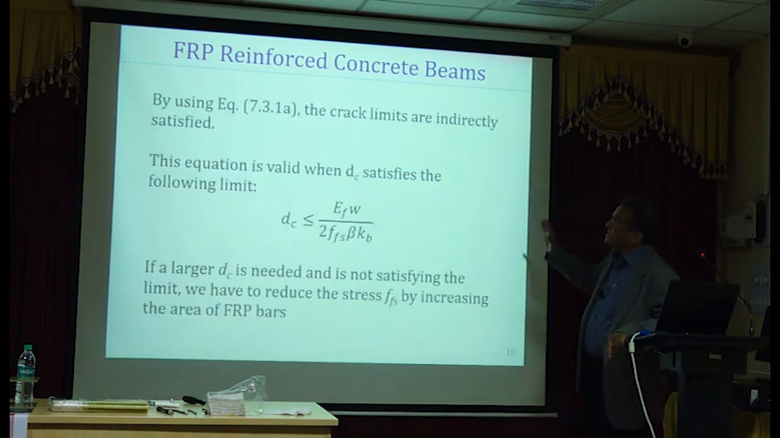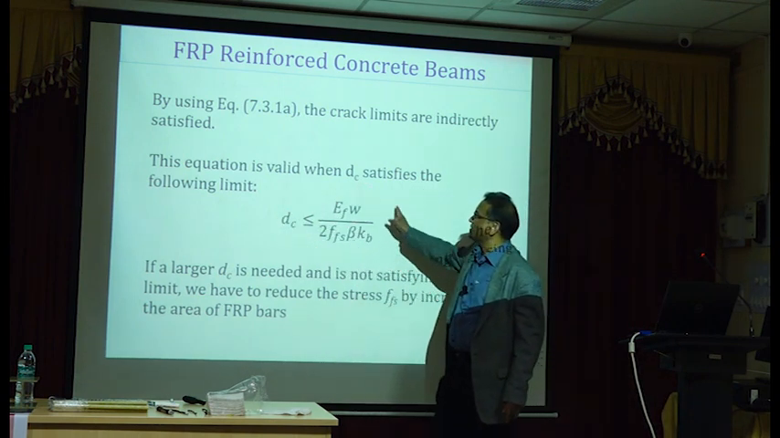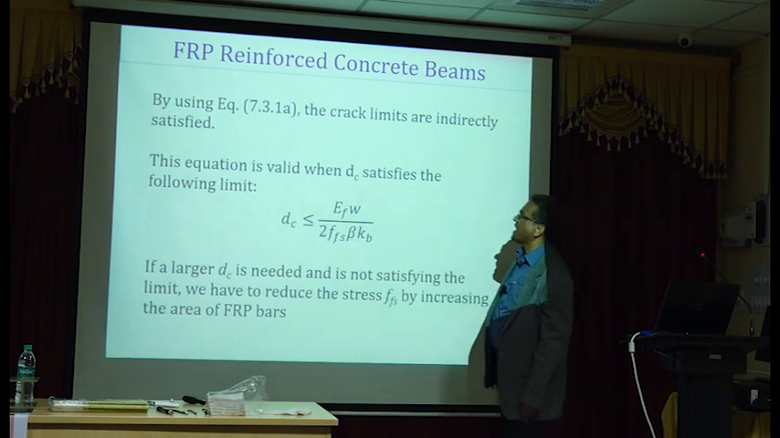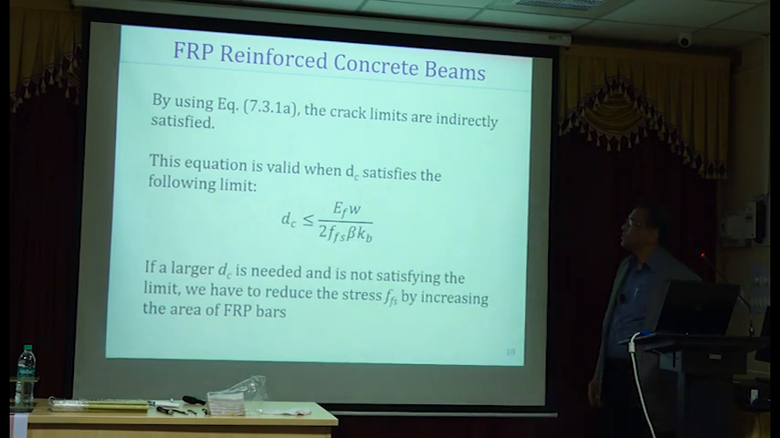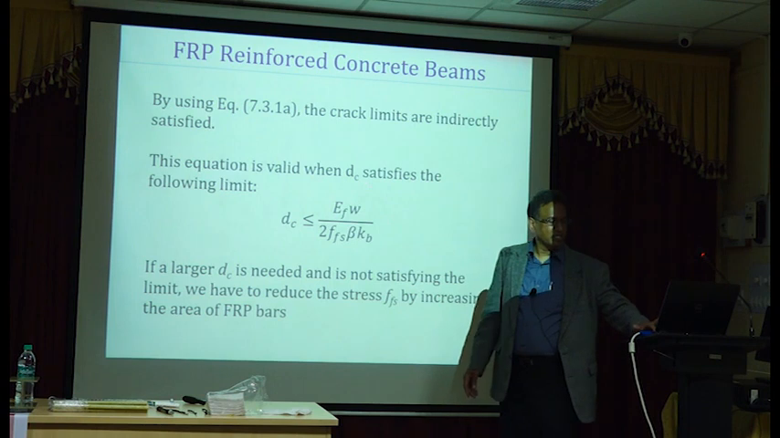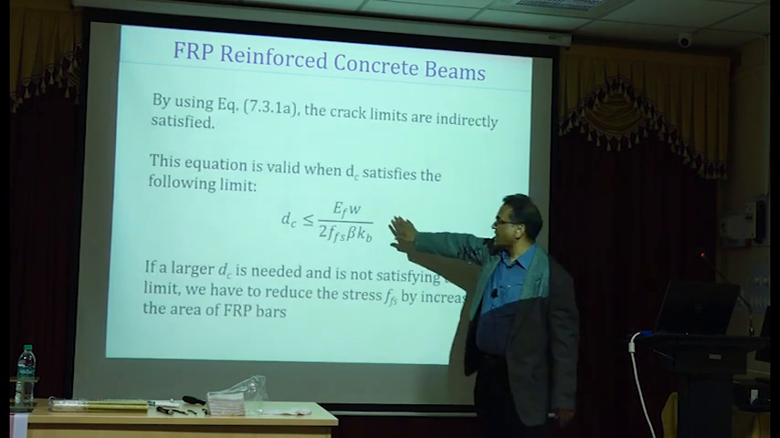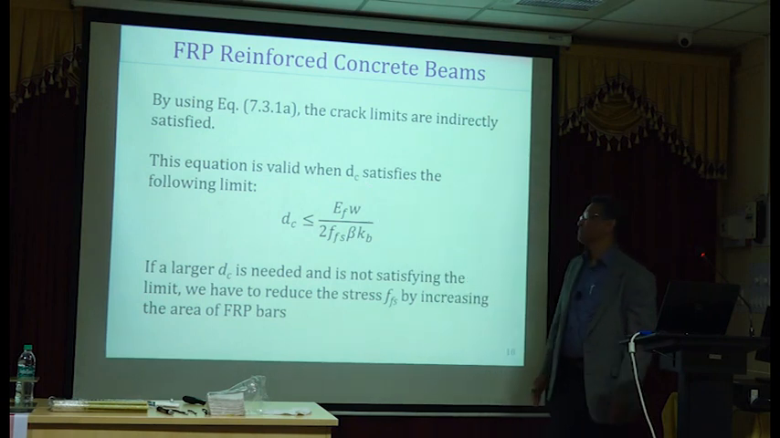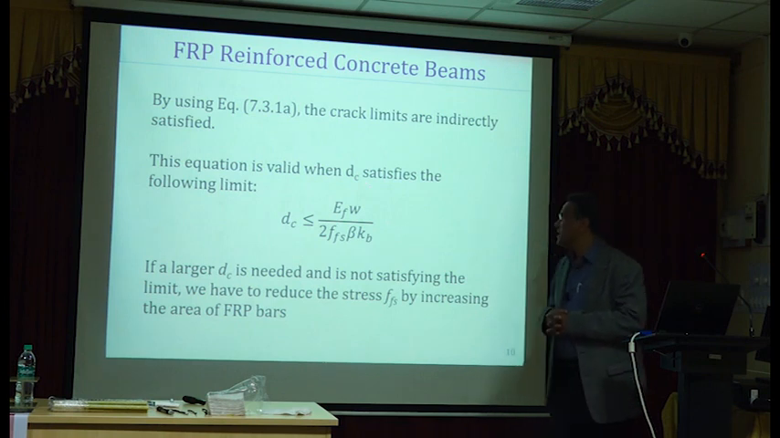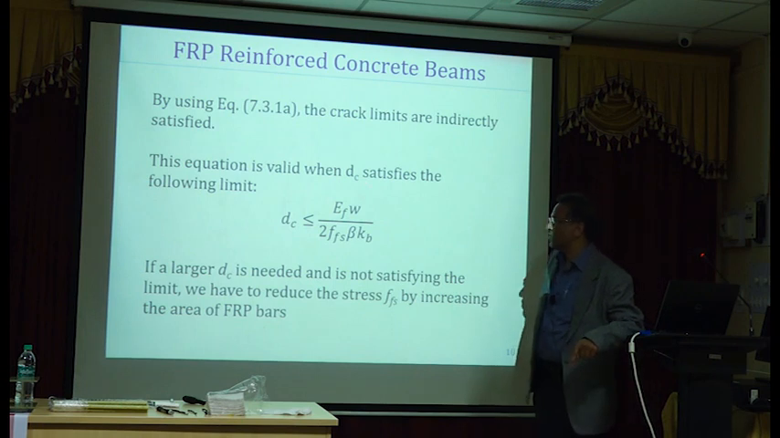So the equation itself is generally valid if this expression is satisfied. If d_c is less than E_f w over 2 f_fs beta k_b, then it's fine. We can use that other equation. If this condition is not satisfied, then we have to use a larger value of d_c. Again, d_c is the depth of the concrete cover.